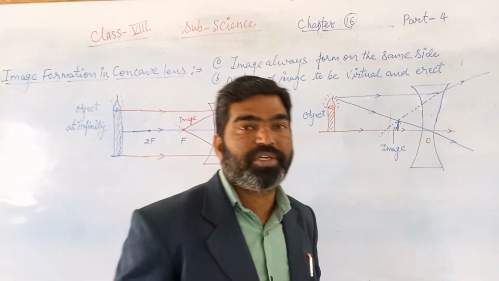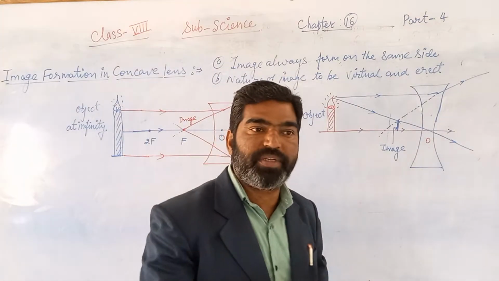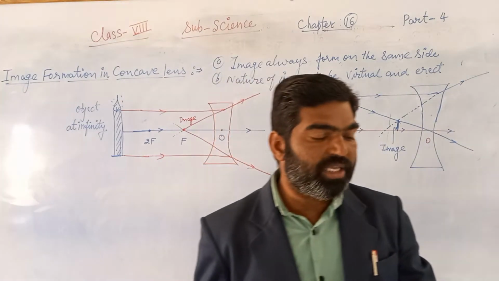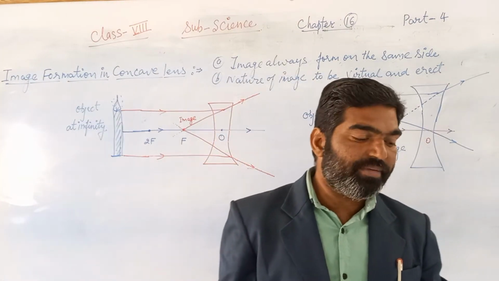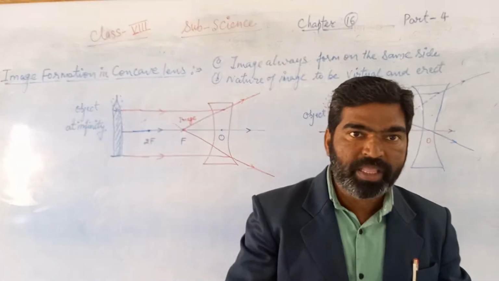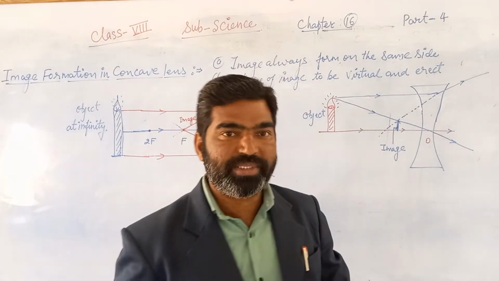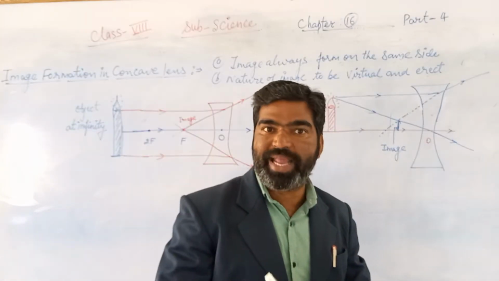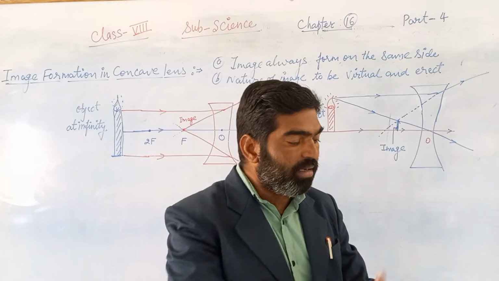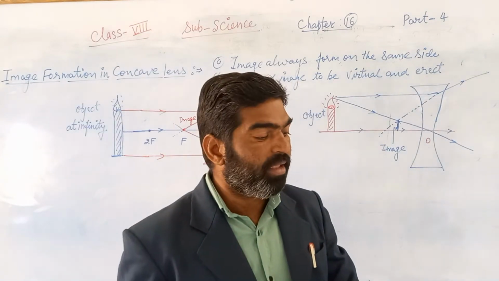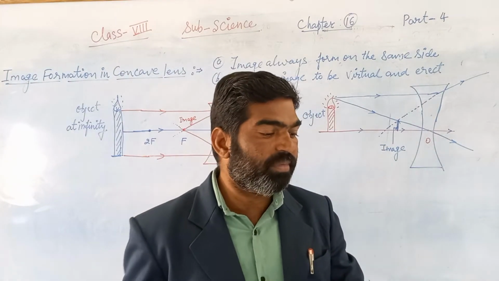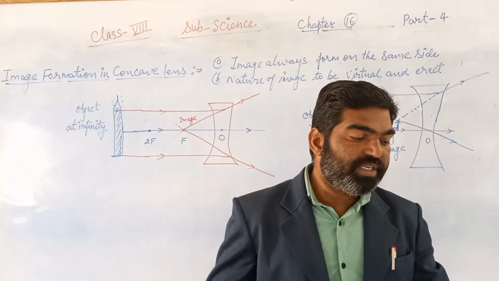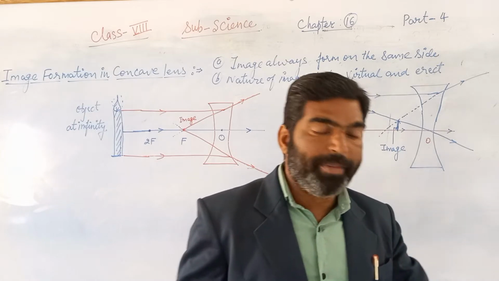Now next we are going to discuss the differences between the concave and convex lens. In your textbook some differences are given in tabular form. We will discuss them one by one. Please take your textbook and open page number 195. There are clearly some differences given. So we discuss these differences. First we discuss the concave lens.